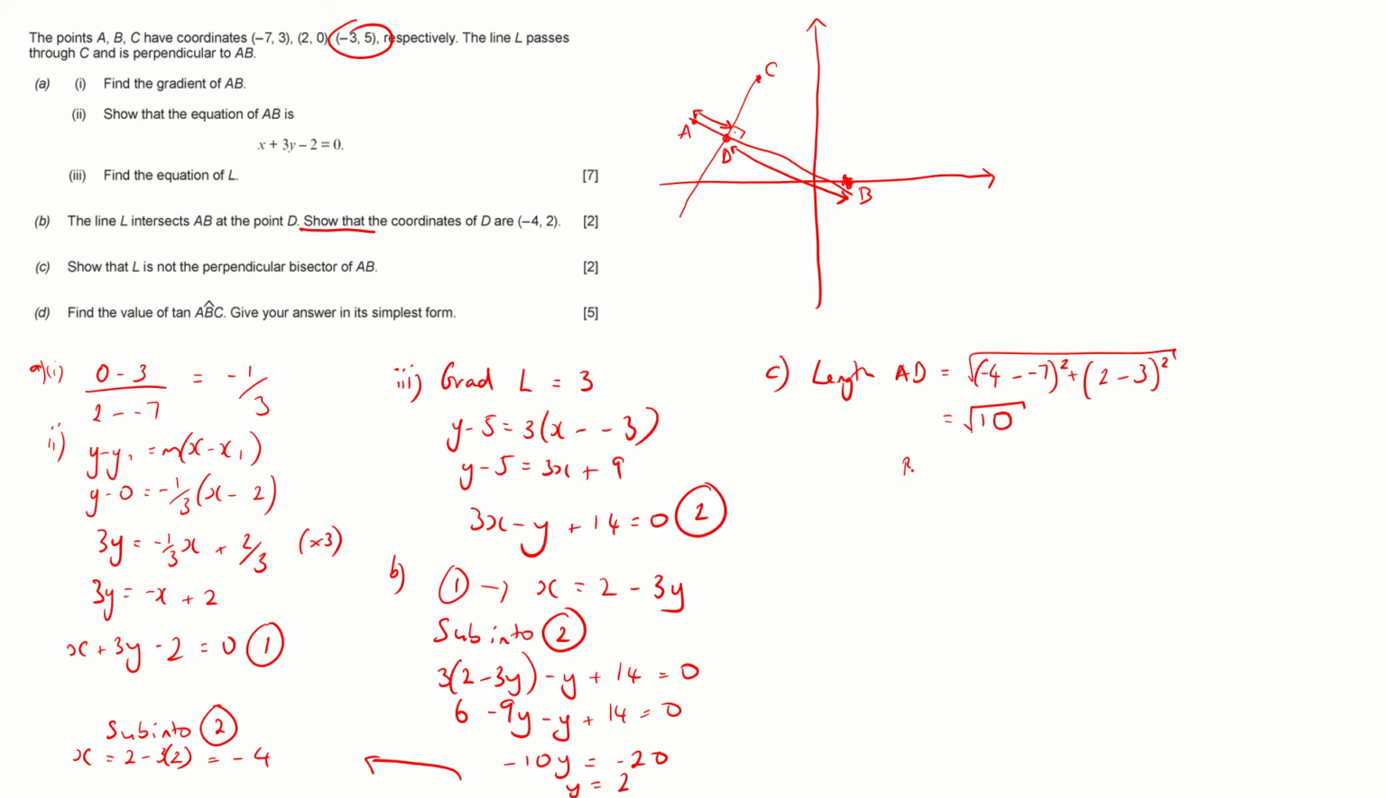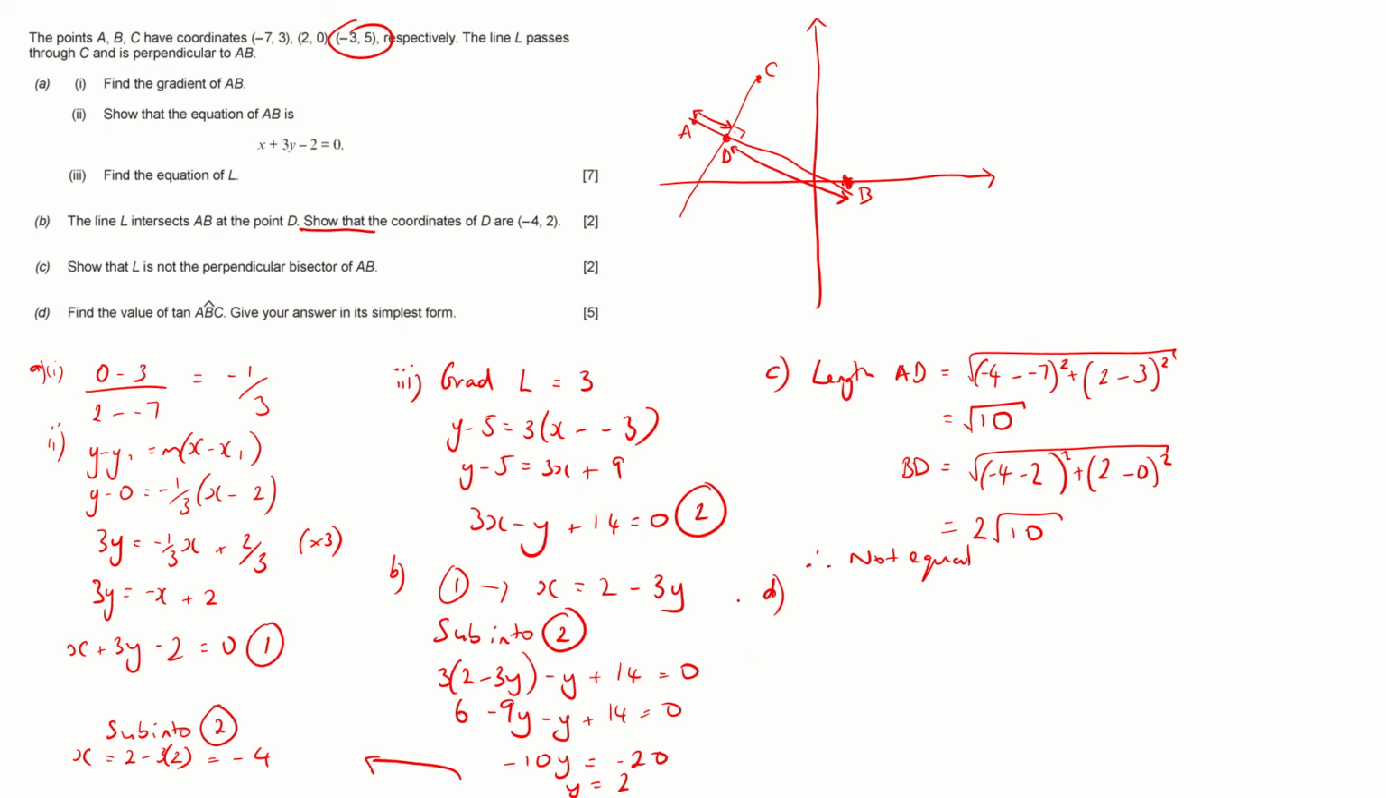And we also need the length of BD. Same sort of thing, but obviously we have different coordinates. So we've got minus 4 take away, this time the x of B, which is 2, squared, plus the 2 take away 0, squared. 36. So that is root 40, I believe, which is 2 root 10, if you were to work that out. So therefore, you would write a summary statement saying not equal. Therefore, it's not a perpendicular bisector.